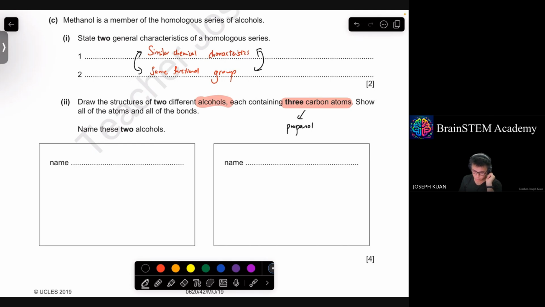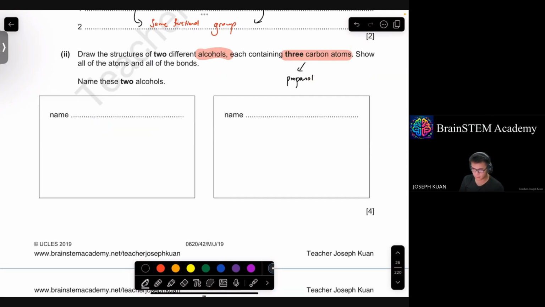So we need to draw the two different alcohols of propanol. So let's draw that propanol. Start with the backbone first, three C, followed by the filling of a functional group. And in fact, that makes them different.